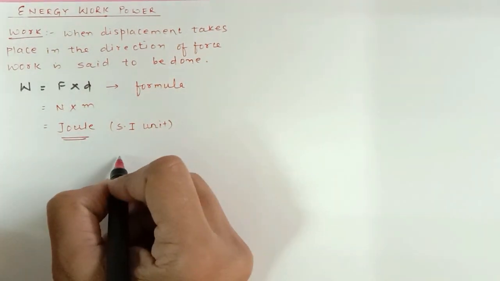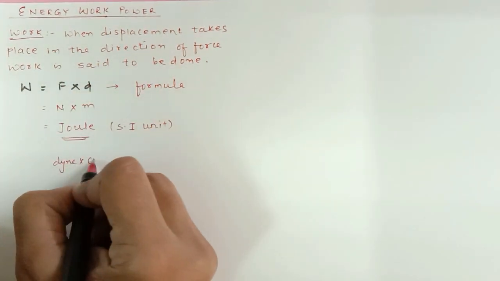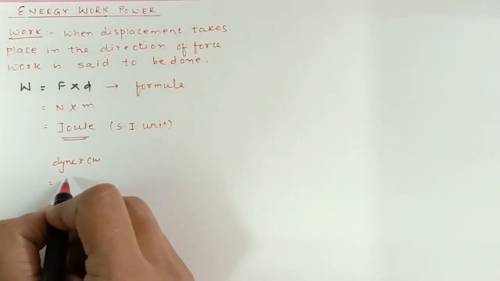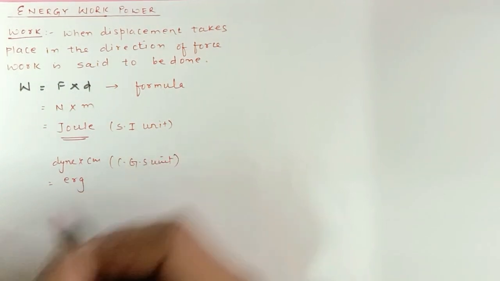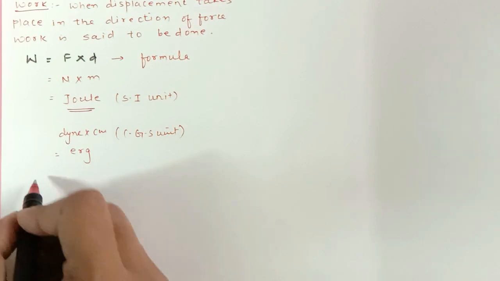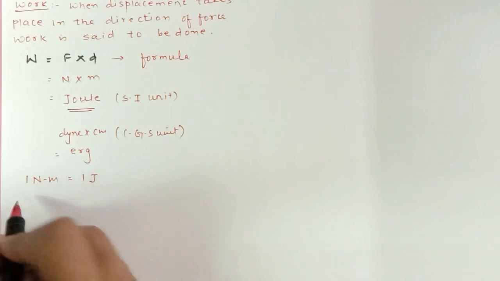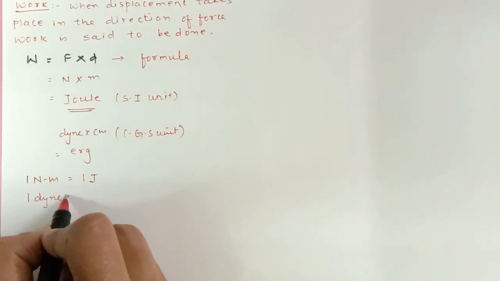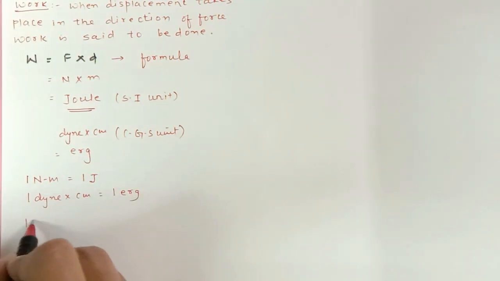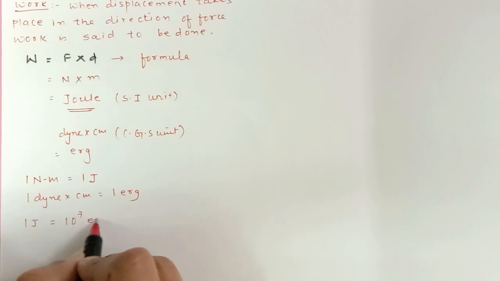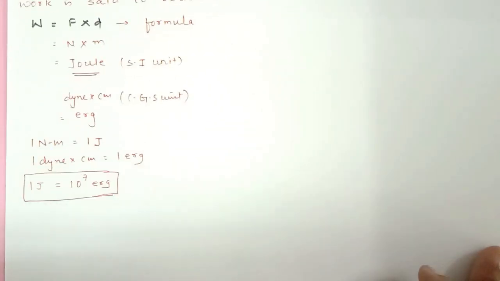Now the CGS unit of force is dyne, the CGS unit of distance is centimeter, and dyne into centimeter is called erg. This is the CGS unit. Now the conversion: 1 Newton meter is 1 joule, and 1 dyne into centimeter is equal to 1 erg, and 1 joule is equal to 10 to the power 7 erg. Just remember these, people. Correct? Okay, let's move on now.